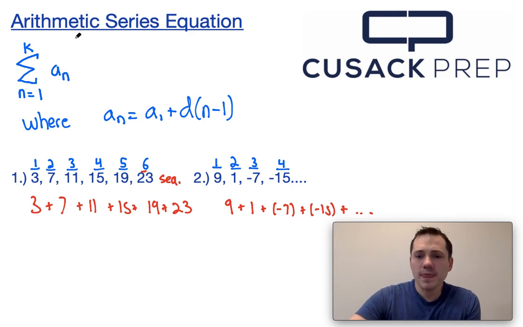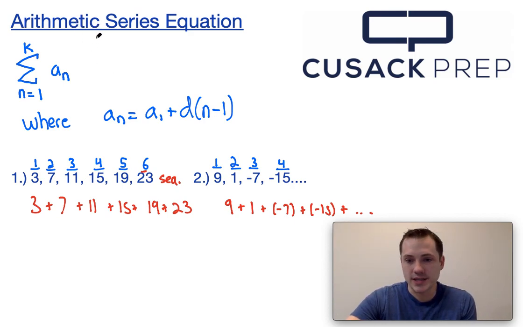So the idea of an arithmetic series equation that I really want to drill into everyone is this little epsilon symbol, this summation sign. It looks pretty intimidating, but it's not as bad as it appears once you know what it means. It's really not too bad. All this means is that for each value of n, you take the value of that term and you add it.